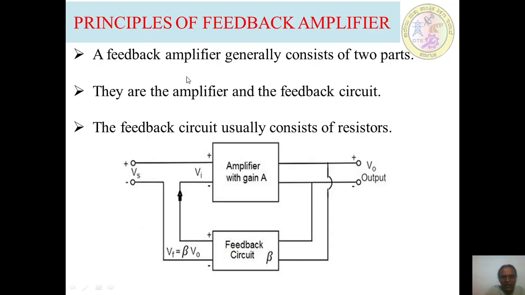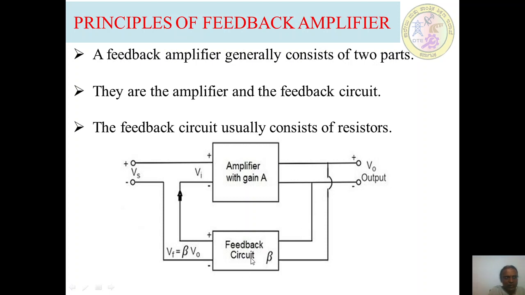Hence, a feedback amplifier consists of two parts: the amplifier gain and the feedback circuit. The feedback circuit usually consists of a resistor. Now, what do you mean by feedback? It can be defined as an amplifier which has a partial output being fed back to the input.